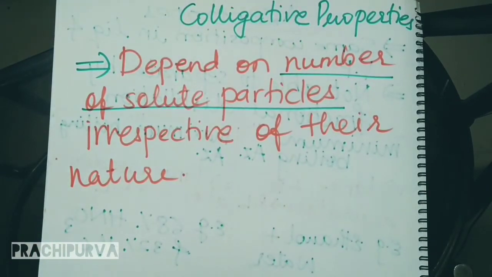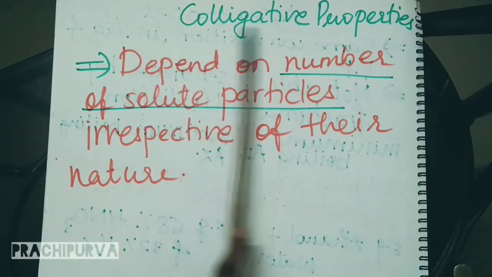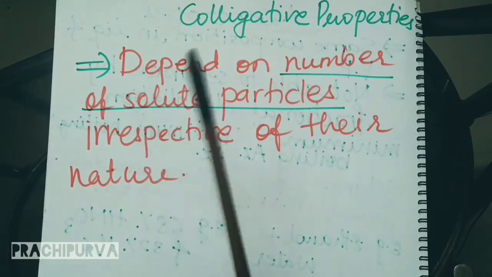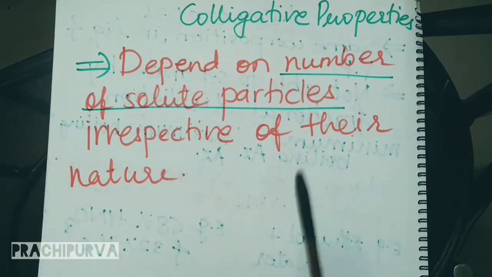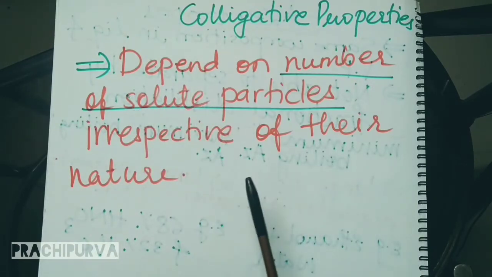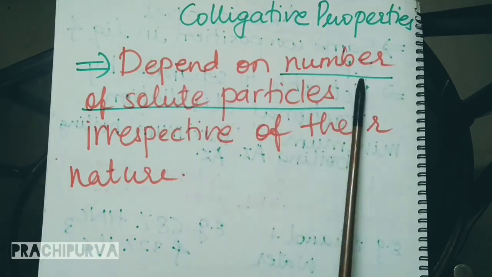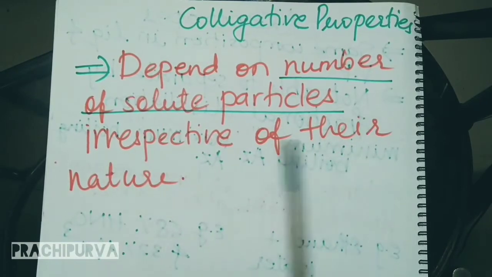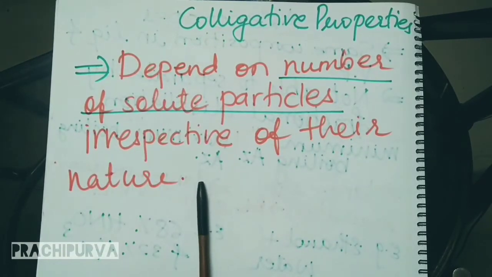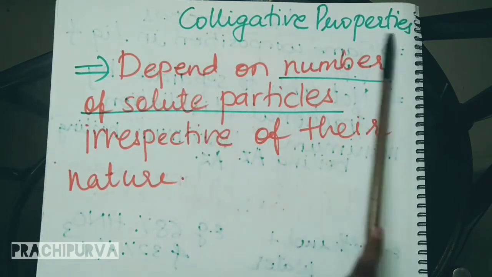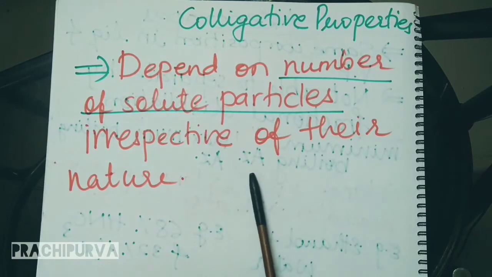There are 4 colligative properties we will be learning, and colligative means to bind together. And the very, very important thing which you have to learn from this, which you should remember, is that these properties depend on the number of solute particles irrespective of their nature. So how much solute you are putting inside any liquid, depending on that, the colligative properties will vary.